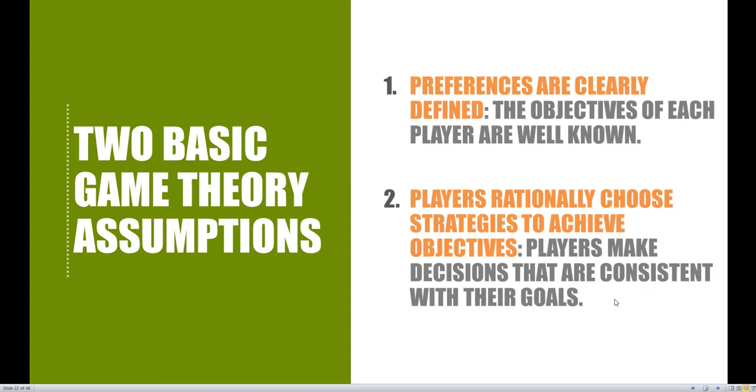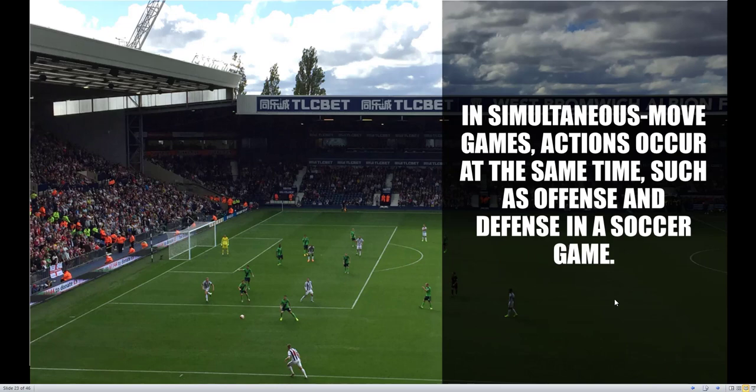So what type of games are we interested in solving? The first type of game, and the more common type of game, are going to be simultaneous move games, where actions occur at the same exact time. So player one, player two, player A and player B, they're moving at the same exact time. They're choosing their strategies simultaneously.